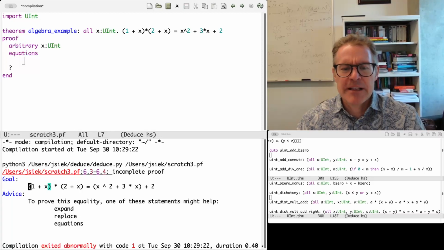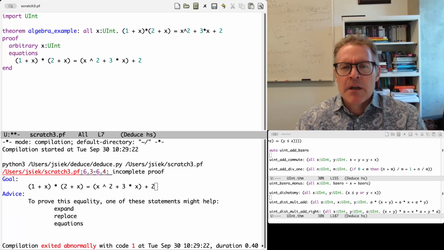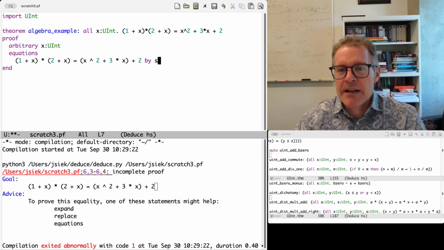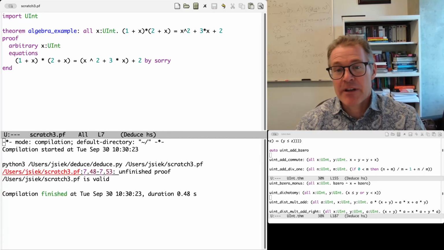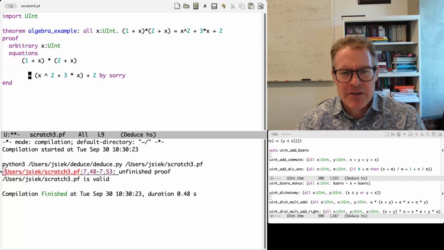Okay, so typically what I like to do is go ahead and just copy and paste our goal in there. And right, we could say by sorry here to get started, and Deduce is going to be like, okay, great, that all parses and checks out, except that we now need to fill in this sorry. Okay, so we're going to try to do this step by step. So that'll be our last step, but let's see what our first step is.